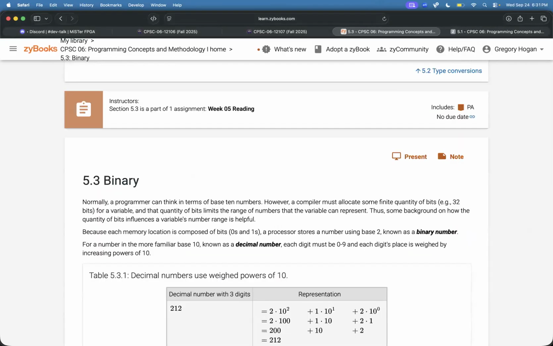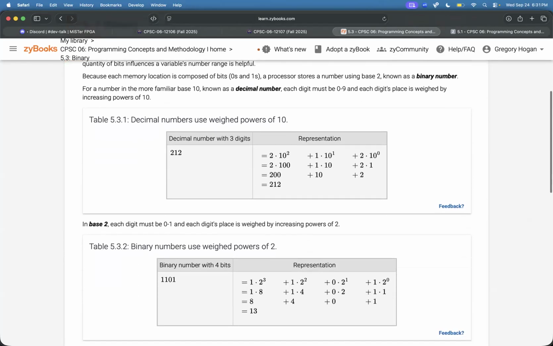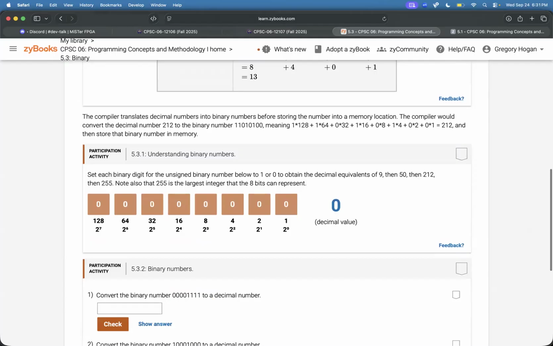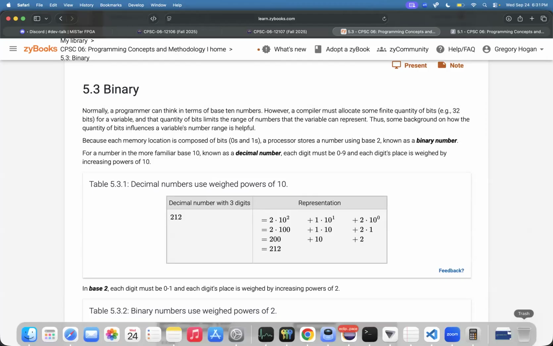So then we want to move on and we want to talk about binary numbers. Now, this is a bit tricky here because with binary numbers, it's easier to write them by hand than it is to type them or do them on a computer. And I don't have my iPad hooked up right now.